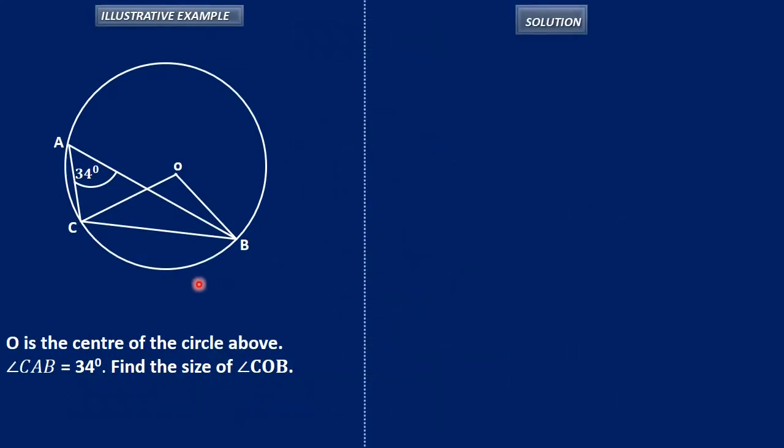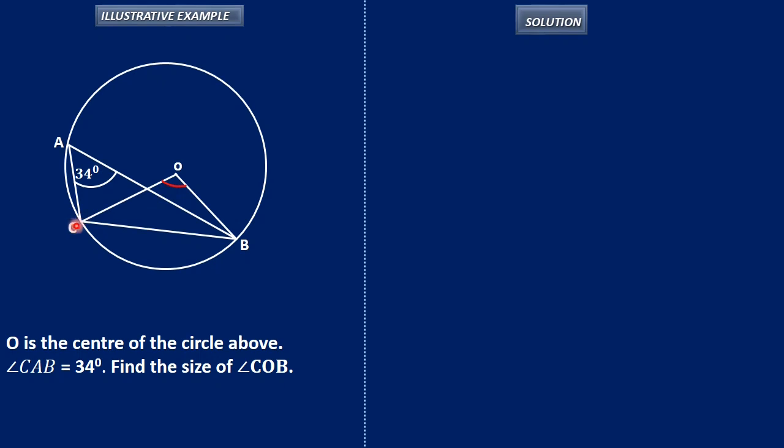Now let's apply property 4 to solve this illustrative example. The question says O is the center of the circle above. Angle CAB, which is this angle, is equal to 34 degrees. Find the size of angle COB. So they want us to find this angle.